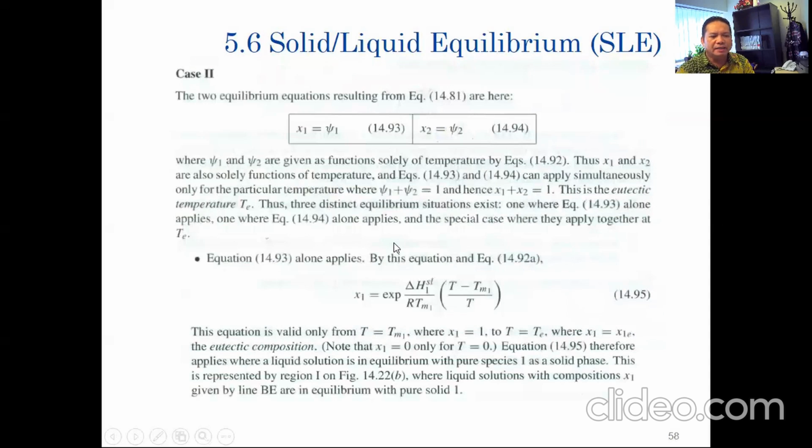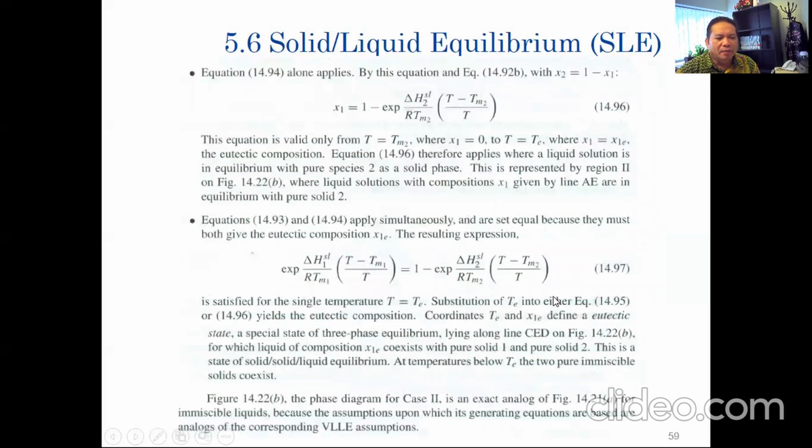For case 2, there are two equilibria resulting from this, x1 and p1, x2. We know these combine to become 1, and x1 plus x2 also equals 1, and the eutectic temperature E. That is the eutectic, where the three points occur. This equation we can derive by applying 14.93, and from 14.93 and 14.94 we get these expressions and can plot them.